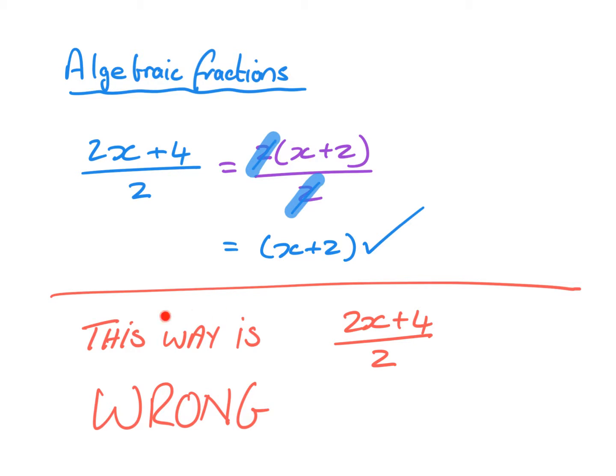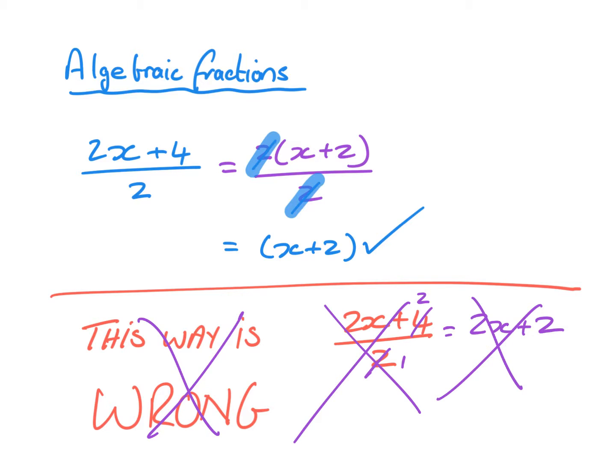Before I move on, this way is actually very, very wrong. If we have 2x plus 4 over 2, a lot of people will do this. They will say 2 goes into 2 once and 2 goes into 4 twice, therefore my answer must be 2x plus 2. That is wrong, wrong, wrong. Do not do it that way.